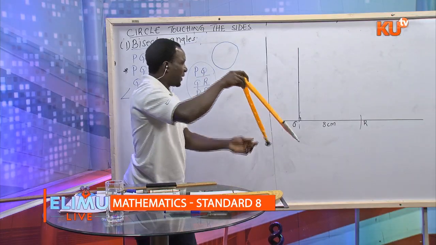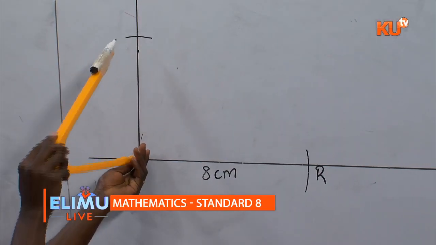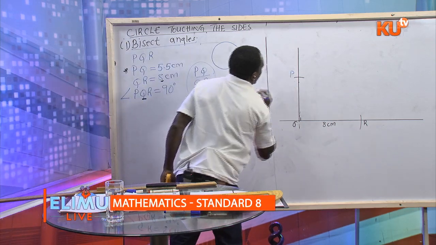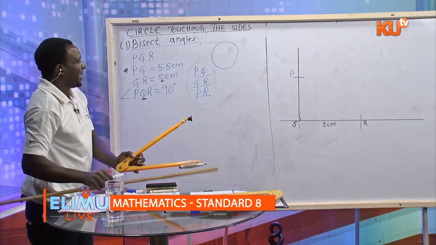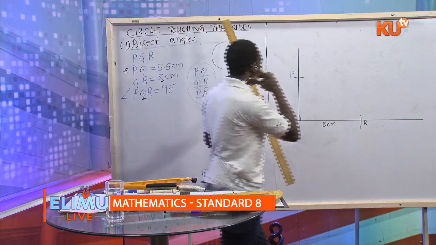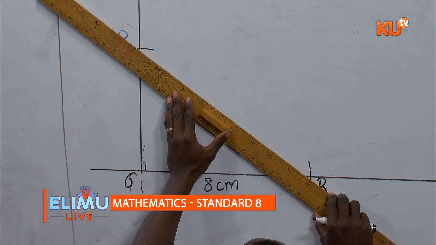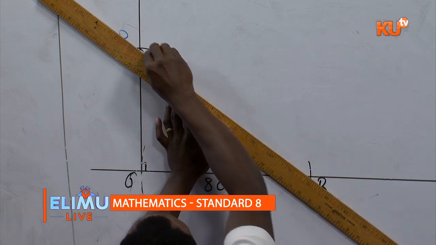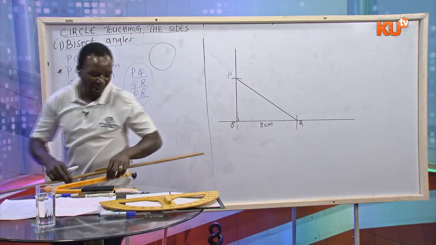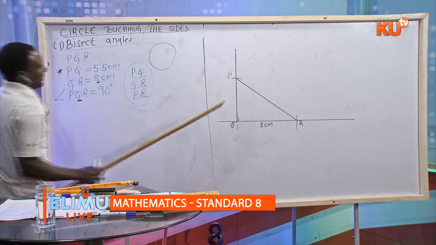There it is. Then come here and put an arc on that line. Then call that point P. After calling it P, you join P to R so that you get a triangle. This and this. There. We have now our triangle, triangle PQR.